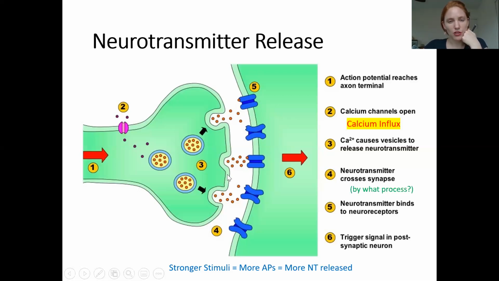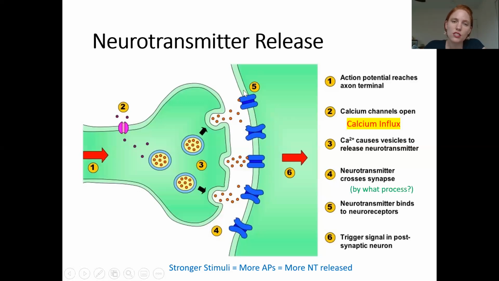Now, here's another question for you. At this point, we've just dumped a bunch of acetylcholine onto this side of the synaptic cleft. How does the neurotransmitter travel across to reach the other side of the synaptic cleft? What process allows the movement of the acetylcholine? It has to do with concentration gradients. We have diffusion. Because there's a higher concentration of acetylcholine on this side than there is on this side, it'll just diffuse outwards, from high concentration to low concentration.